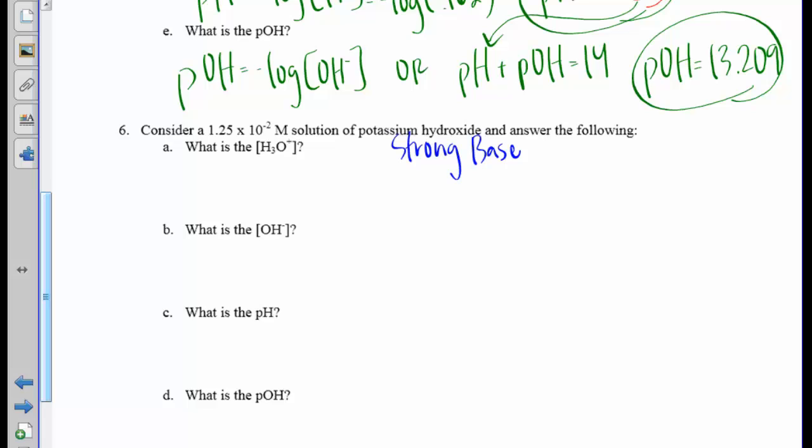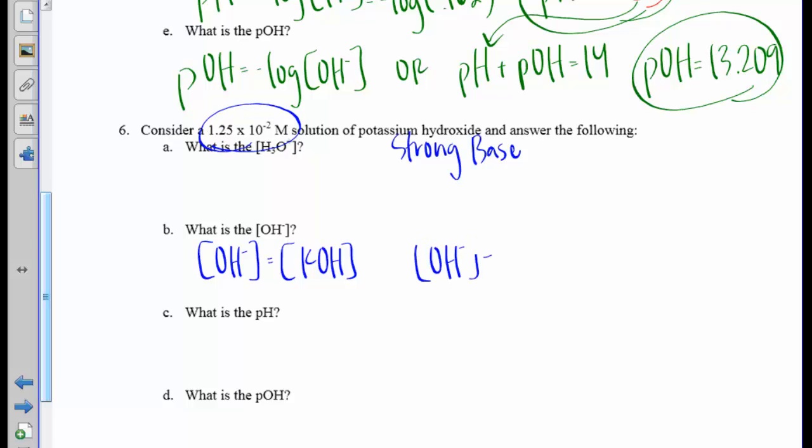to do that. What I can figure out quite easily is part B, what is the hydroxide ion concentration, because I know for a strong base, the hydroxide ion concentration is equal to the concentration of the base, so in this case, the concentration of the potassium hydroxide. So this question is as easy as me identifying that the potassium hydroxide solution is a 1.25 times 10 to the minus second molar solution, and saying then, okay, our hydroxide ion is the same. So 1.25 times 10 to the minus second molar. So that answers that question.